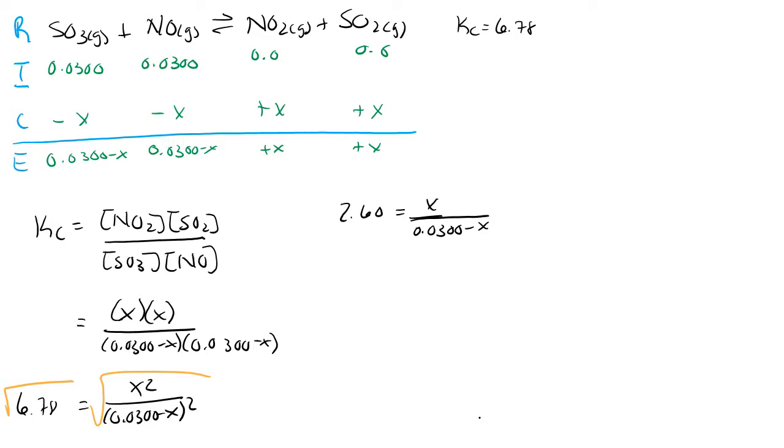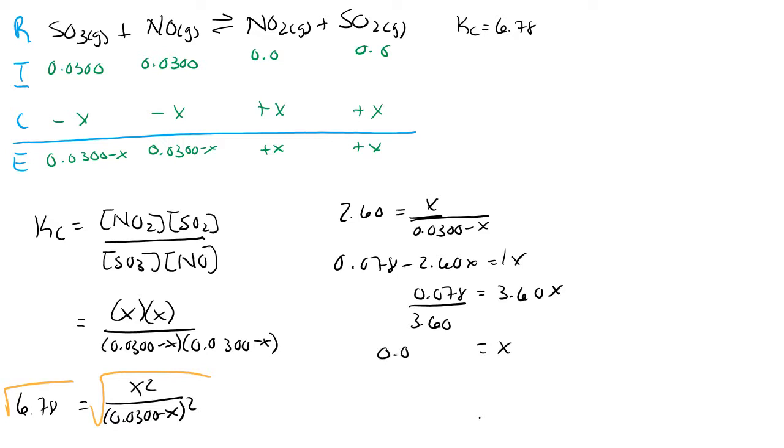So now we just keep going through. We need to get rid of that denominator. So 2.60 times 0.0300 becomes 0.078 minus 2.60x. That equals x. So then 0.078 equals 3.60x, because remember there's a 1 right there. So we got rid of that 2.60 on that side. Divide that by 3.60, and you get 0.0217, and that is your x.